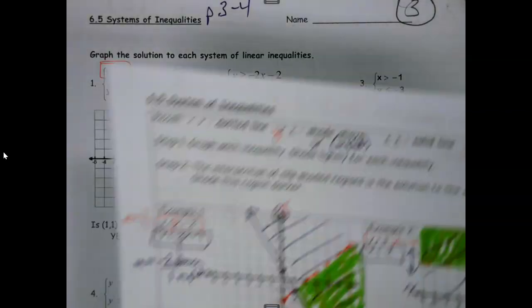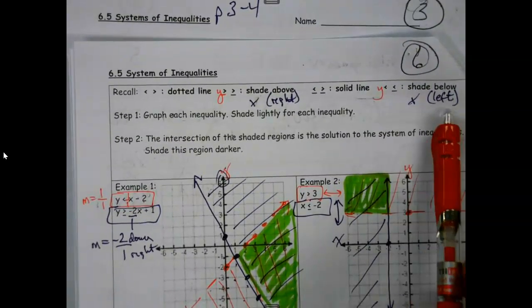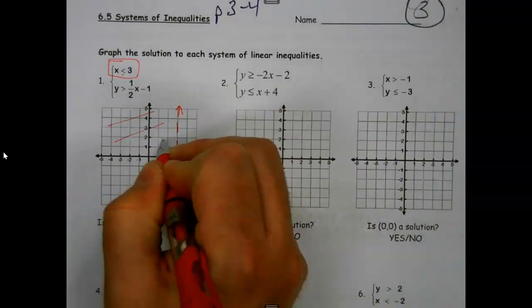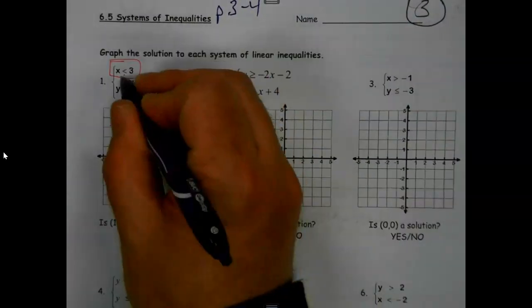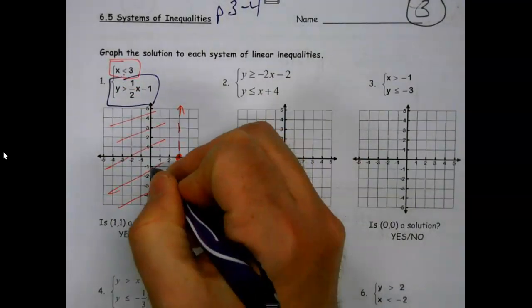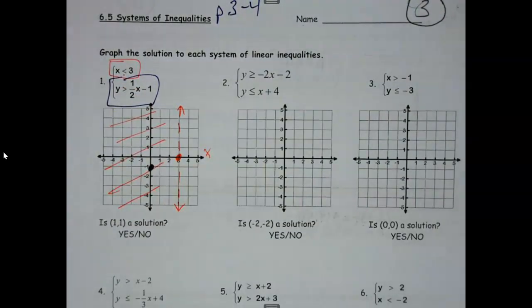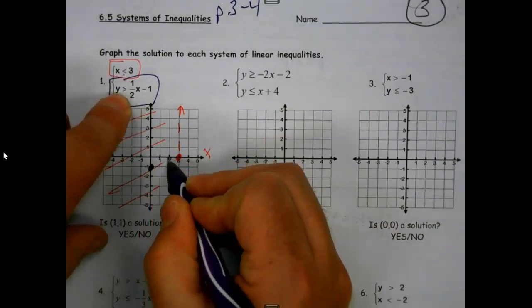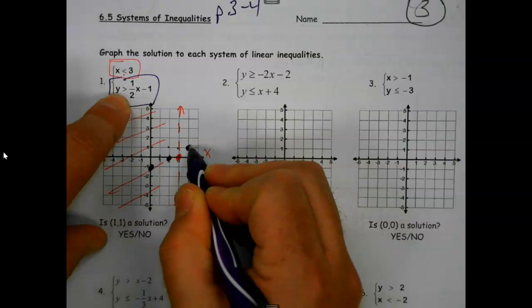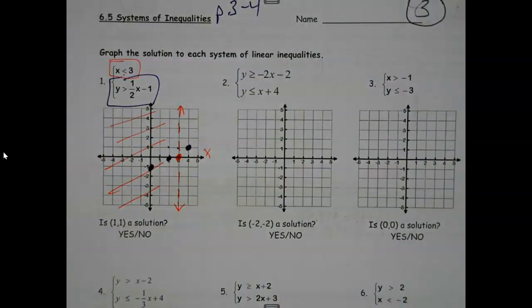And when x is less than, we're going to shade to the left. Get that in. My other inequality is more traditional. I'm going to put that first dot on -1, and then I'm going to go up 1 and right 2. As long as you've got at least 3 dots, you should be good.